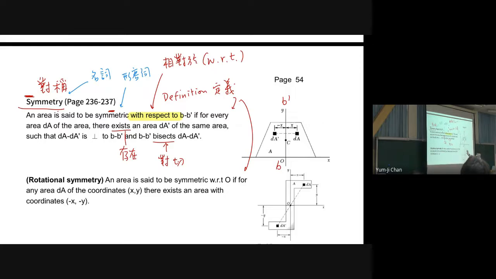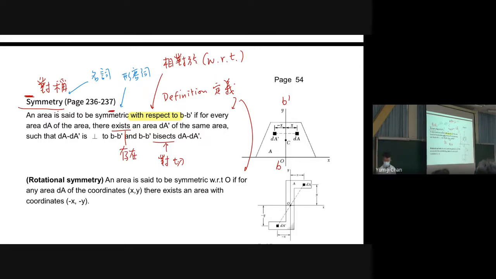And for rotation symmetry, it means if we have area dA at the coordinates x, y, then we have another area at coordinates minus x, minus y. Okay. Now, this is symmetry, and of course we all know what symmetry is. It's just a mathematical definition.